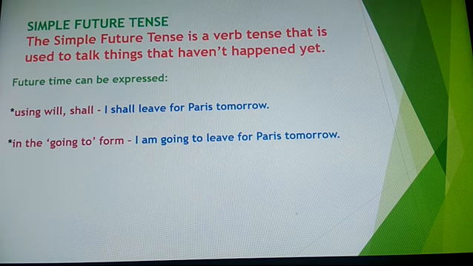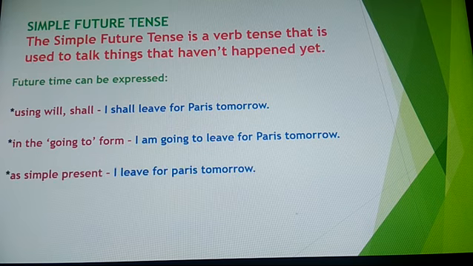It can be expressed in the going to form. Going to form. So I am going to leave for Paris tomorrow. So this is also talking about future. Going to, this is indicating future tense. That person hasn't left for Paris. He is leaving only tomorrow. Okay. So I am going to leave for Paris tomorrow.